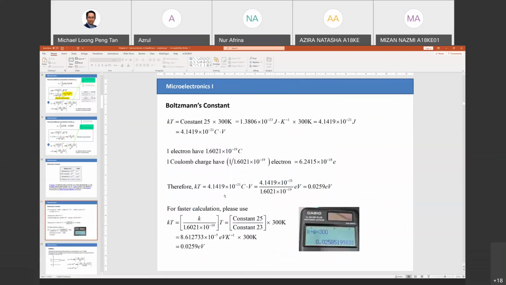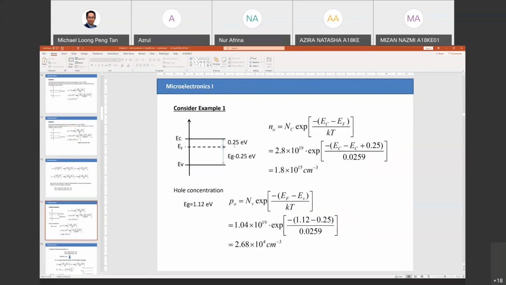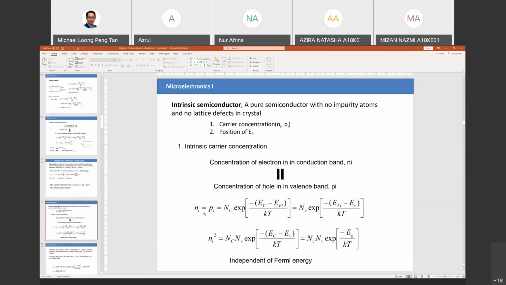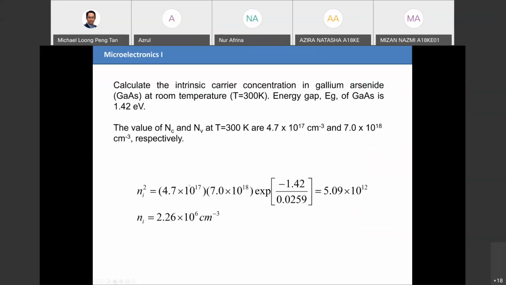Then what else? Make sure that you know how to calculate KT, where K is the Boltzmann constant and T is the temperature. Then there's another question on NI. So make sure that you know what NI is. NI and PI, what is this equation, what components you put in there, and what is needed in the calculation of NI. For example here you have NI squared, where you use NC NV exponential, then you use your EG over KT. Then you take the square root and you get this answer.